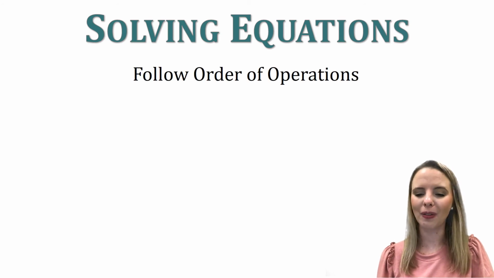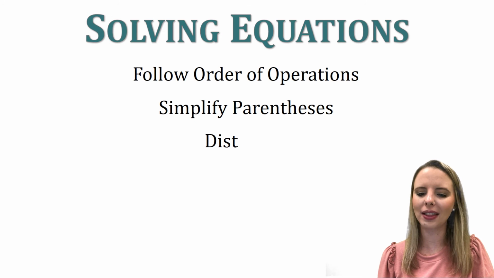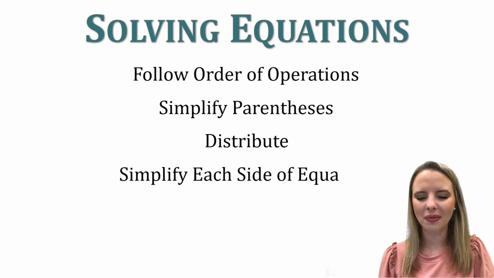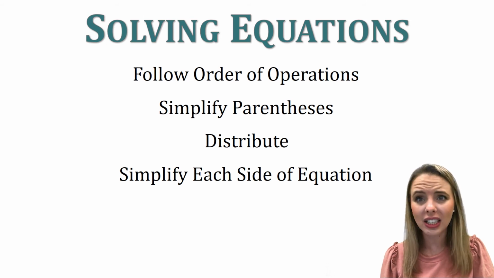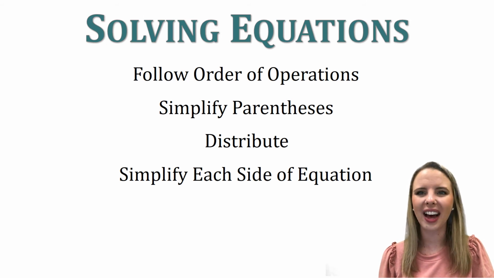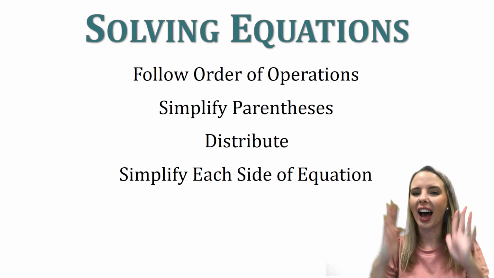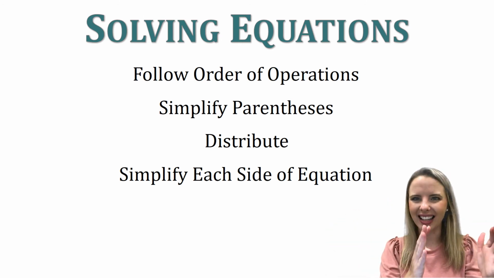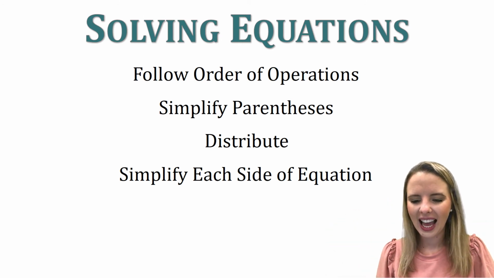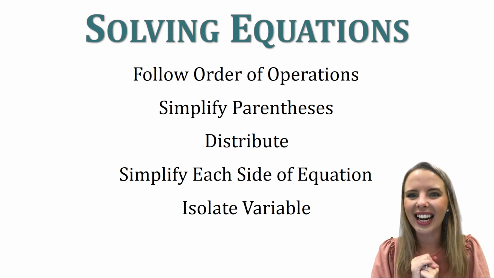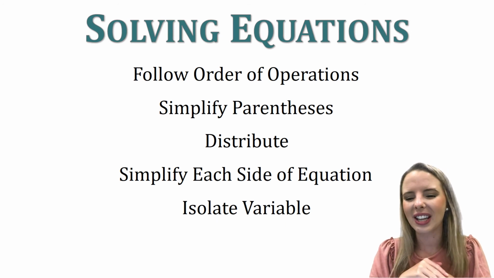We're going to follow our order of operations. We're going to simplify parentheses. We're going to distribute. We're going to simplify each side of the equation before we start moving stuff around. We're going to simplify our left-hand side and our right-hand side. Then we're going to isolate our variable using inverse operations.